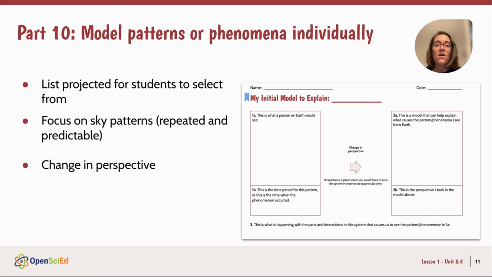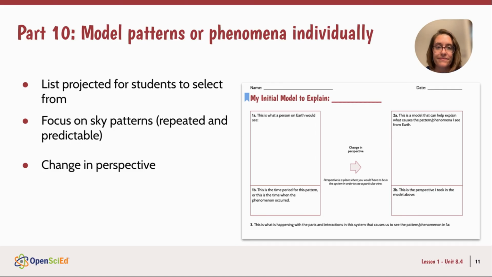We are focusing on space. So having that list to guide them and think about what pattern is repeated and predictable will be helpful. This is also a good time to have a conversation about change in perspective and what that means. If one perspective is the view from Earth, where else could we be? Like maybe we're an astronaut viewing from, and then they get to pick where else they would view. We want to gear them towards picking from a solar system view where you could see Earth and the sun and the moon and how those objects are moving.